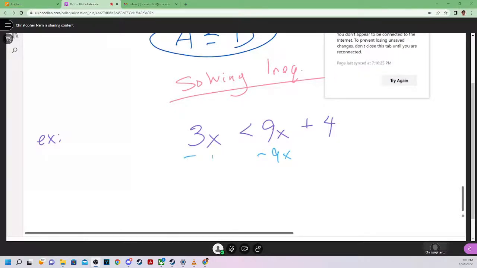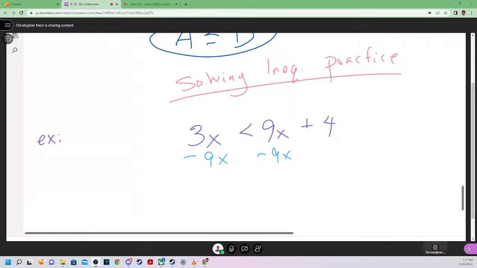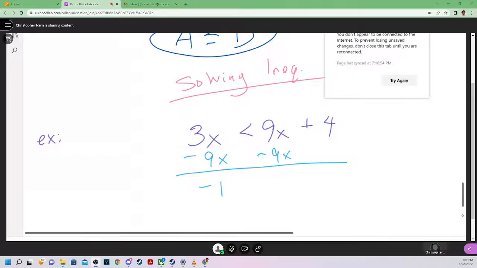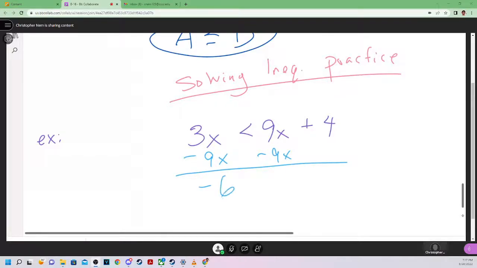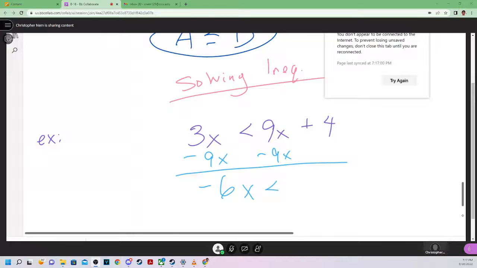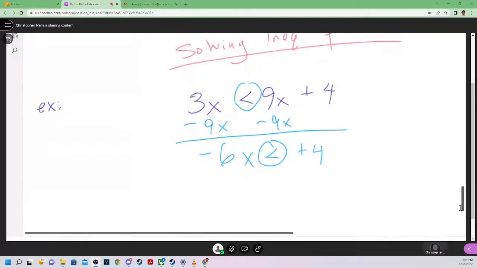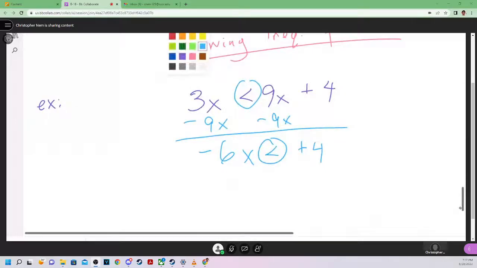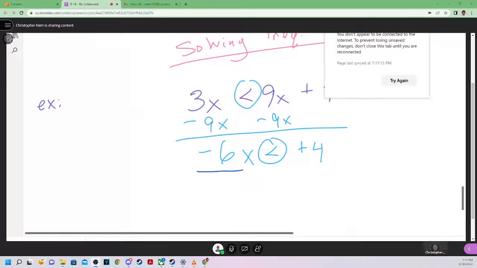And I subtract 9x. I didn't divide or multiply. I subtracted. So I am not changing the direction. And if I do this, I get negative 6x is less than, remember the symbol stays, it's still the same symbol, plus 4. Good. Now, I have to actually solve for x. I moved all my terms already. Now I got to solve for x. Well, to get rid of the negative 6, I've already moved, so I'm not adding or subtracting.